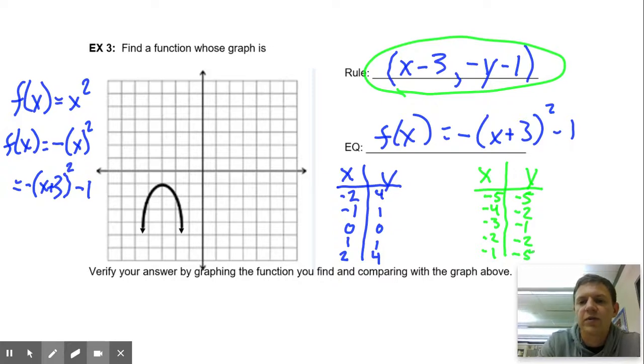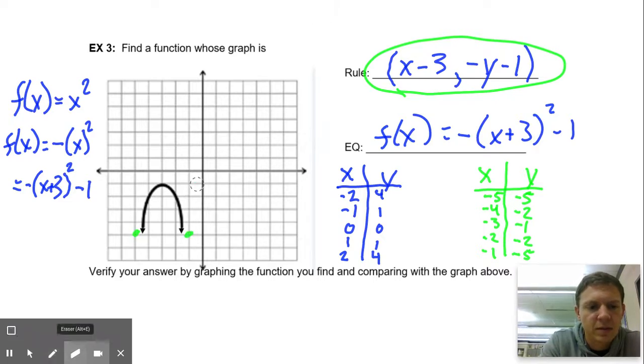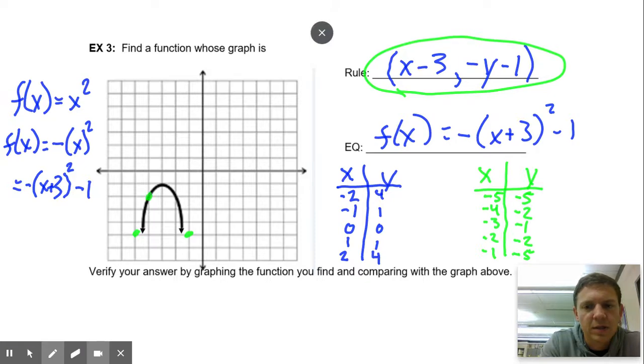I will graph those points. -5, -5. Right here. Okay, which also means -1, -5. Okay. Next one is -4, -2. Oh, that's good. That's on our graph. And then -2, -2. And then -3, -1.